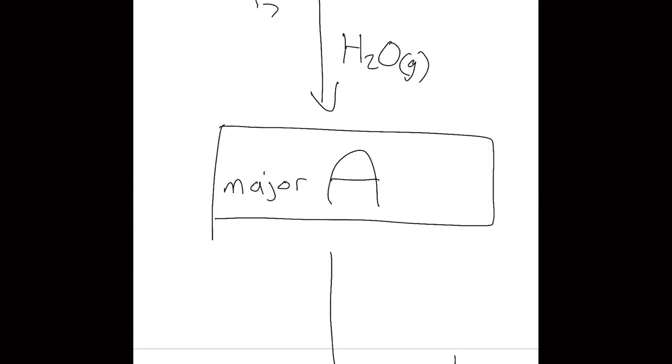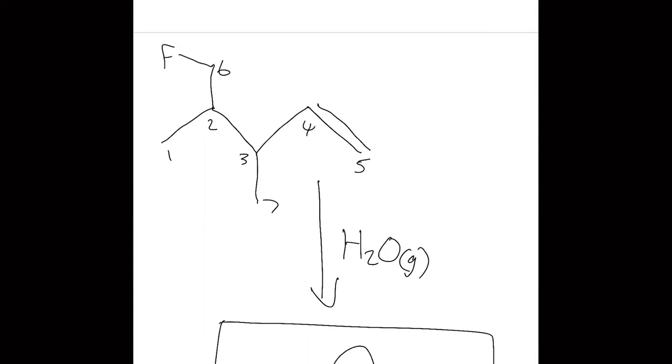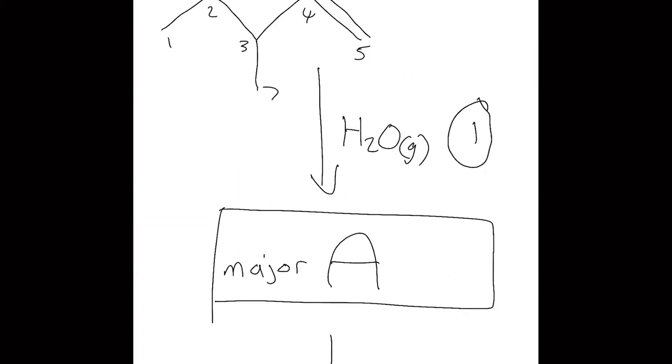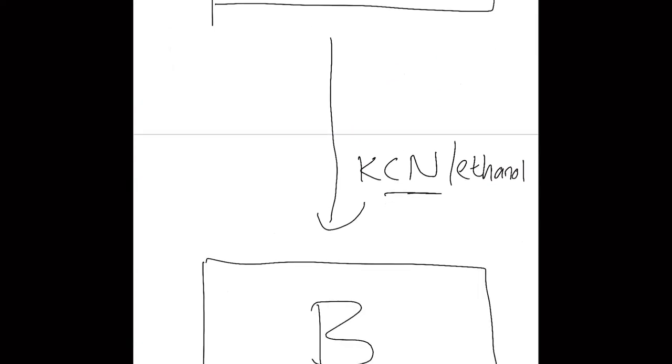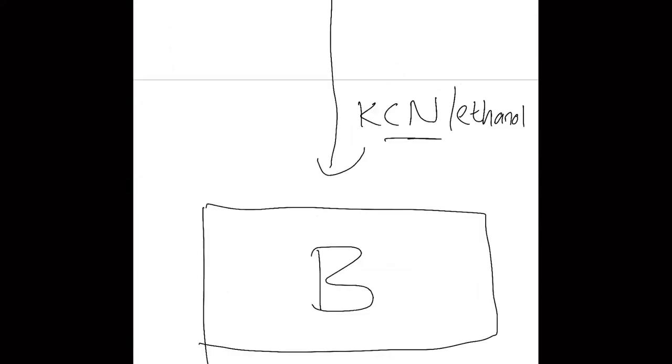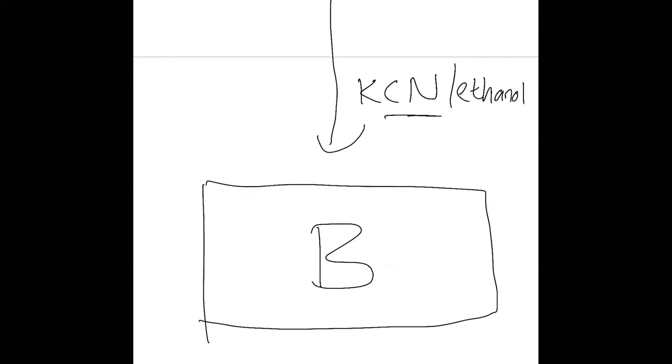Okay, so there's the starting product. There's what you're given. You wouldn't be expected to name this, it's overly complicated, but you would be expected to understand the functional group conversions. So conversion number 1 is water. We get 2 different products, but we're only going to consider the major product. And then we're going to take the major product and react it with KCN in an ethanolic solution to get product B.